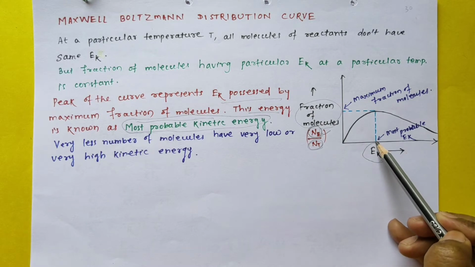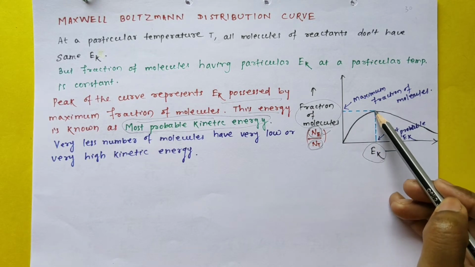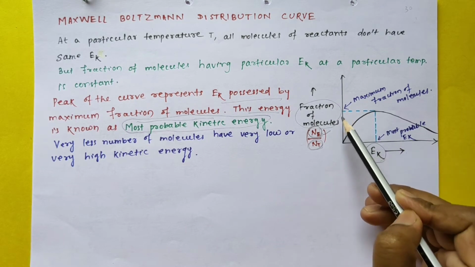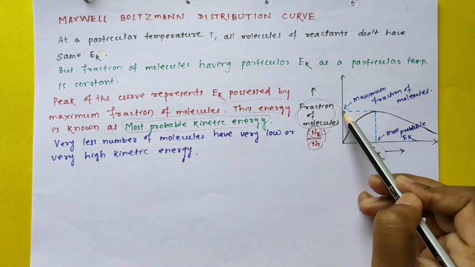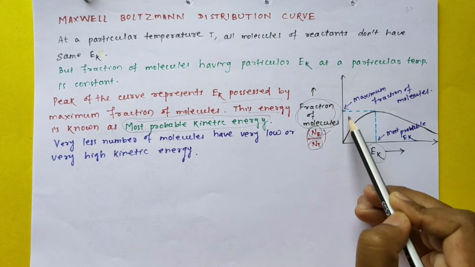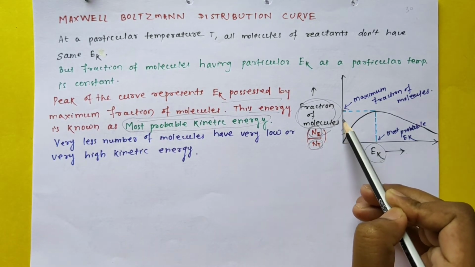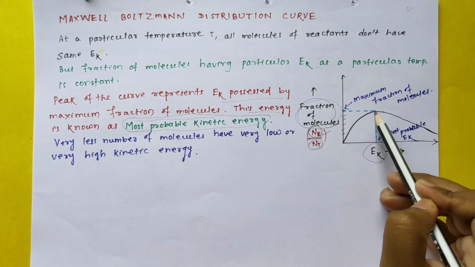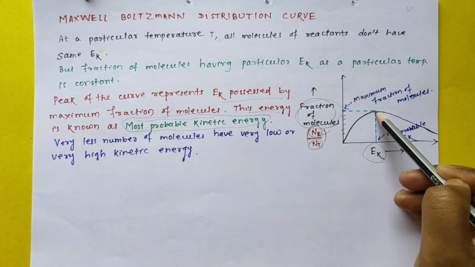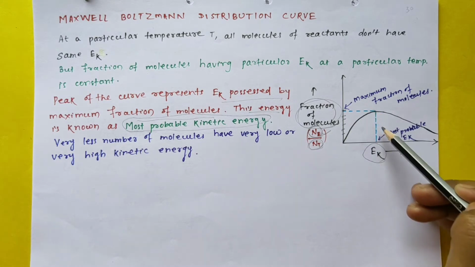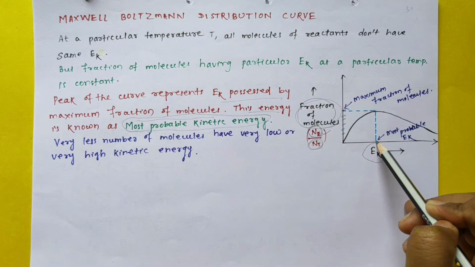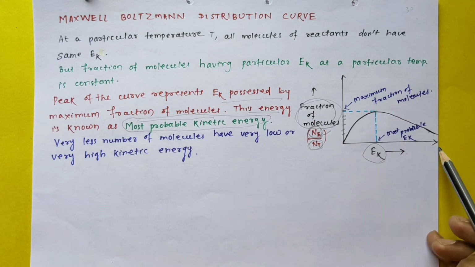What is most probable kinetic energy? You see, this is the peak. Peak refers to maximum number of molecules or maximum fraction of molecules is here. Here the fraction of molecules gradually increases, and this is the maximum number of molecules. That means the energy possessed by maximum fraction of molecules is known as most probable kinetic energy. As you move from left to right, the kinetic energy value increases.